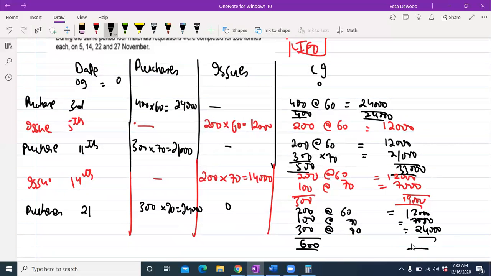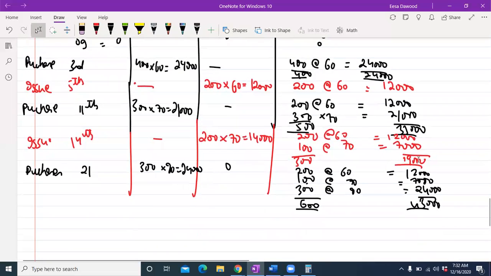Total value. It's not important to write the total value. Okay, you can ignore it. When you're doing the question, you may not do that. Yeah, but I'm just sure.